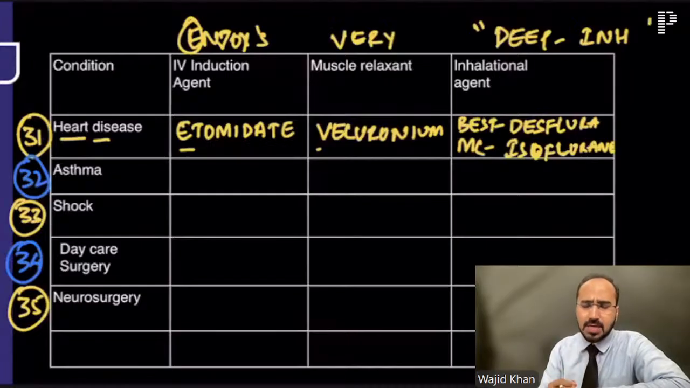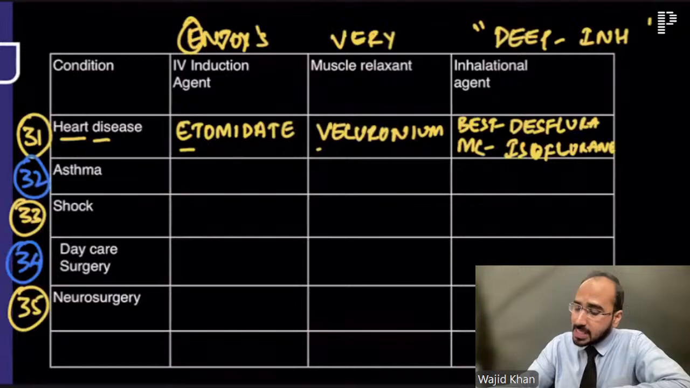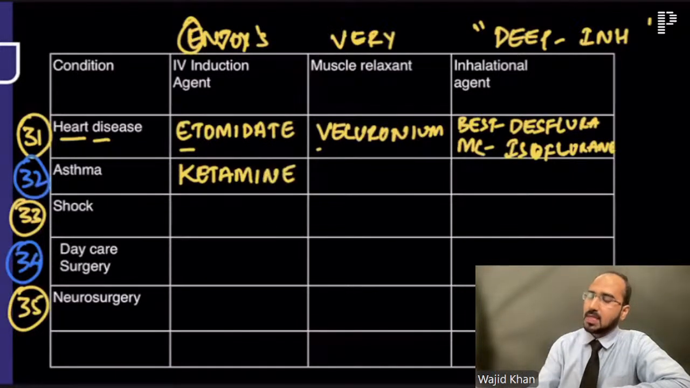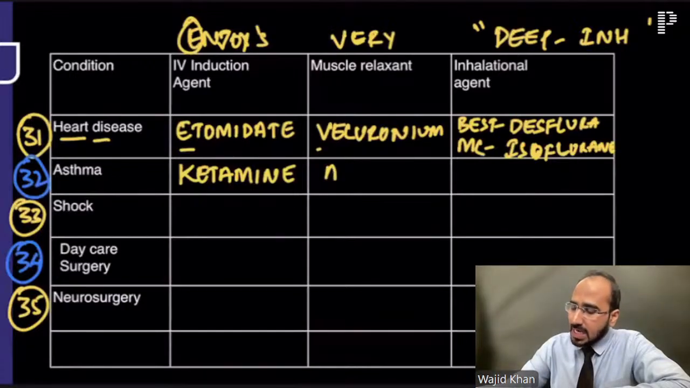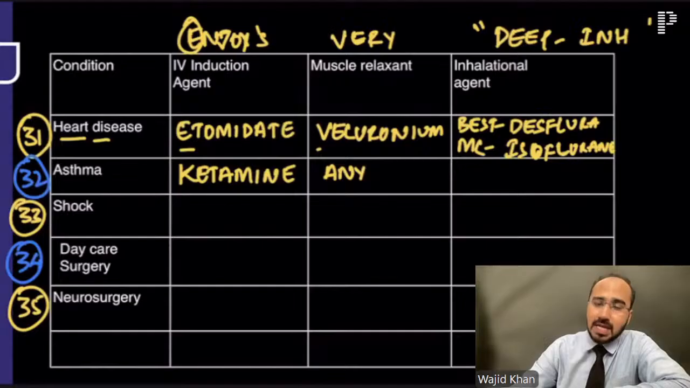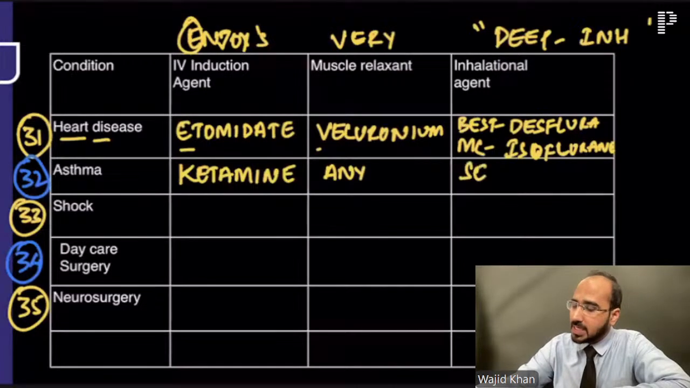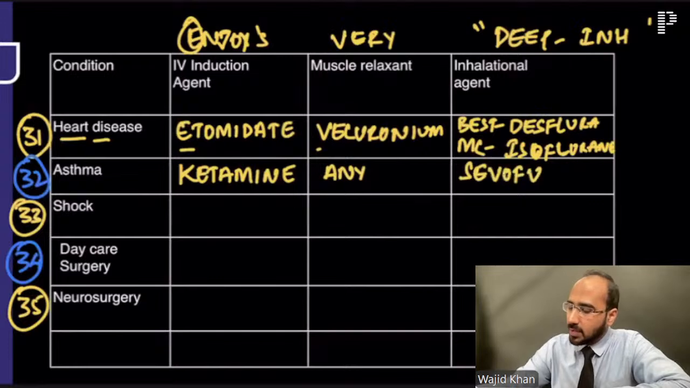agent of choice? Basically, in bronchial asthma, your aim should be to give an agent that will cause bronchodilation. So the IV induction agent of choice for bronchial asthma is ketamine. Okay? Any muscle relaxant can be given, but avoid the muscle relaxant that will release histamine. Now, the inhalational agent for asthma: remember, previously it was told halothane is the best inhalational agent, but as it causes an increase in airway resistance, what is the best inhalational agent used for asthma? Sevoflurane.